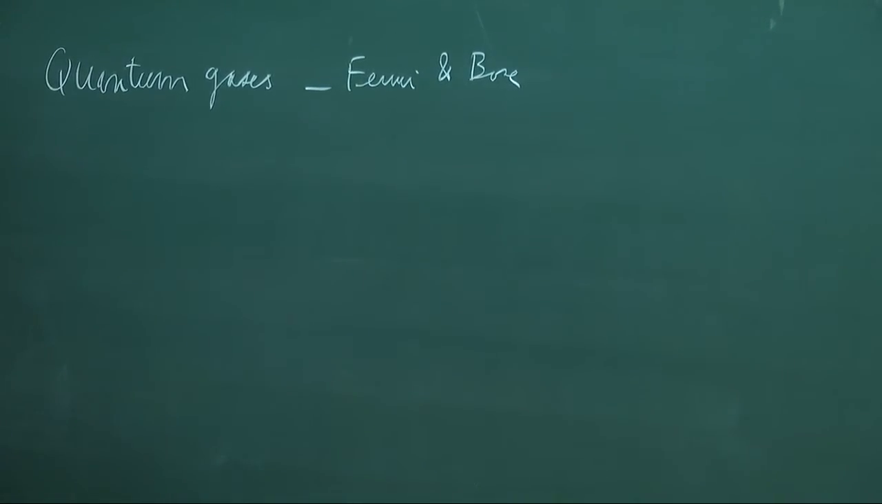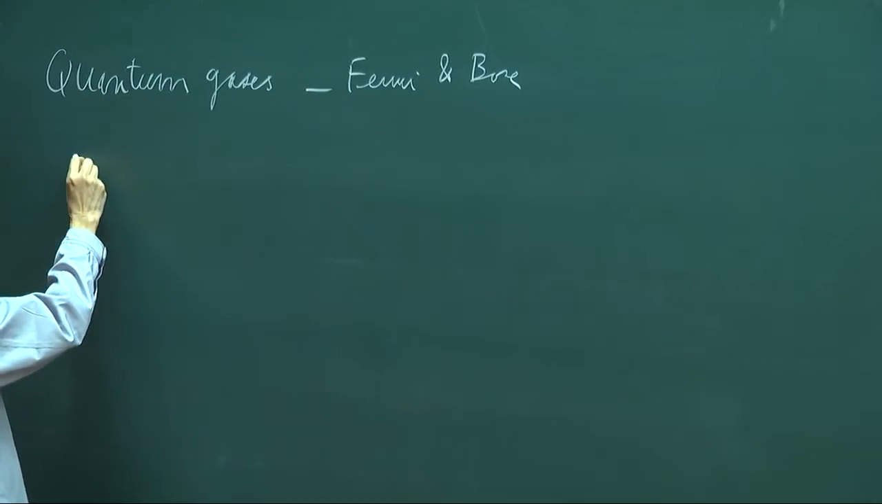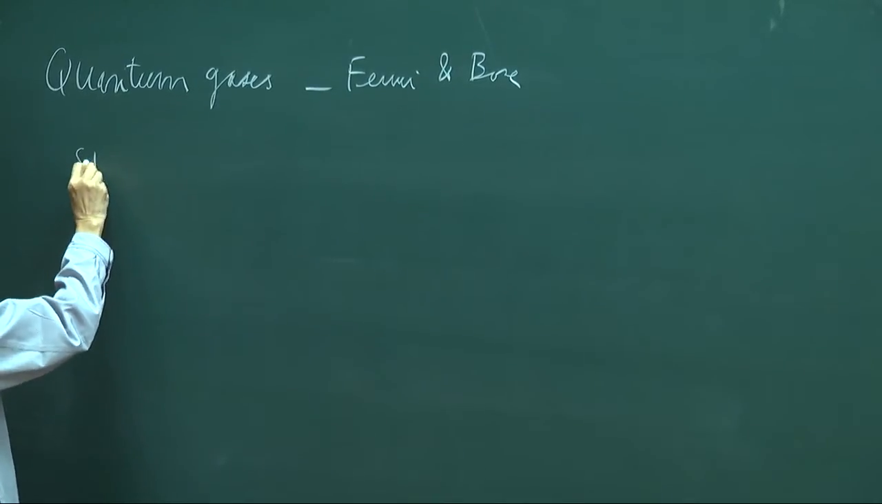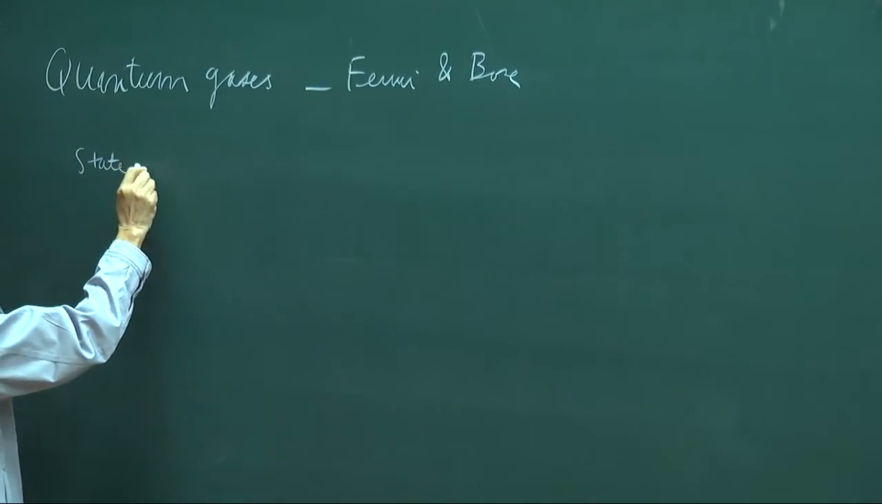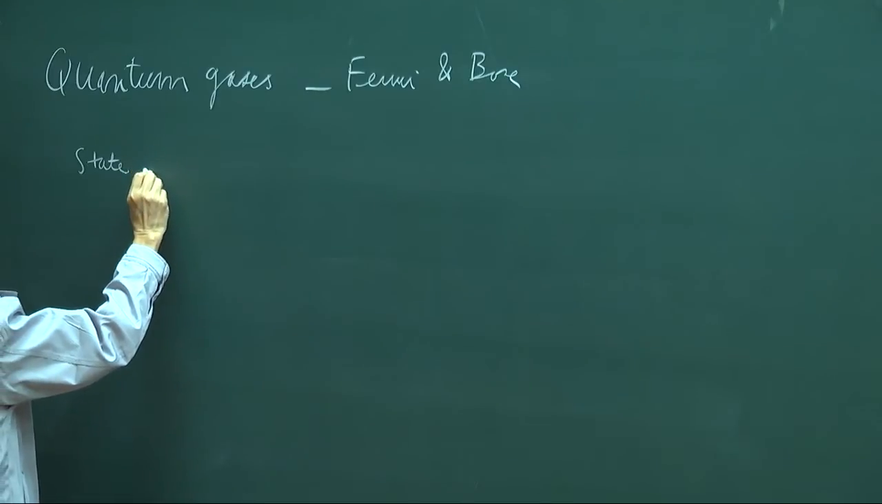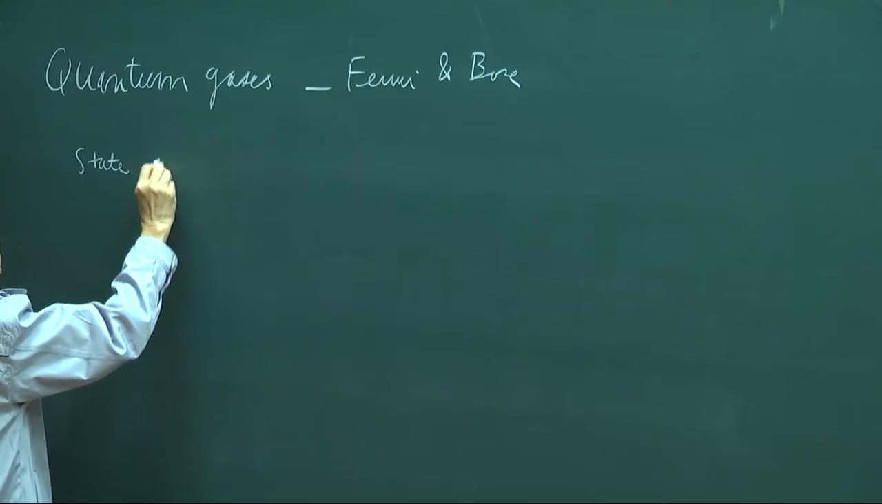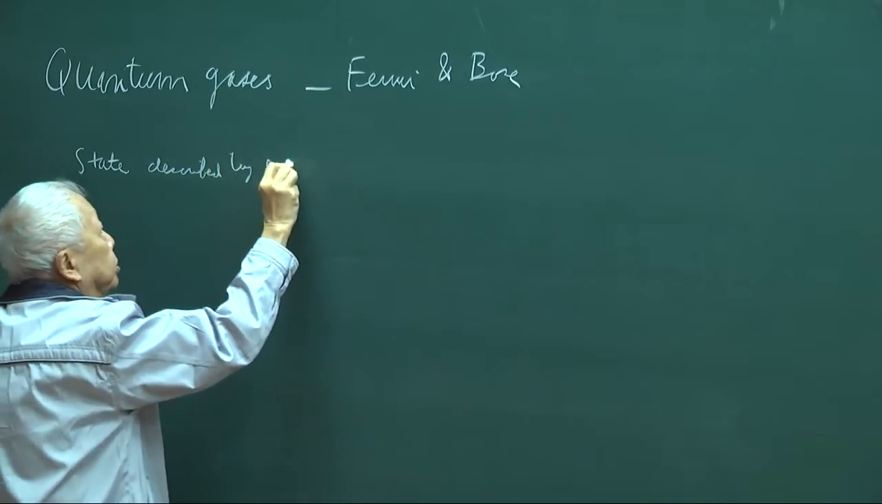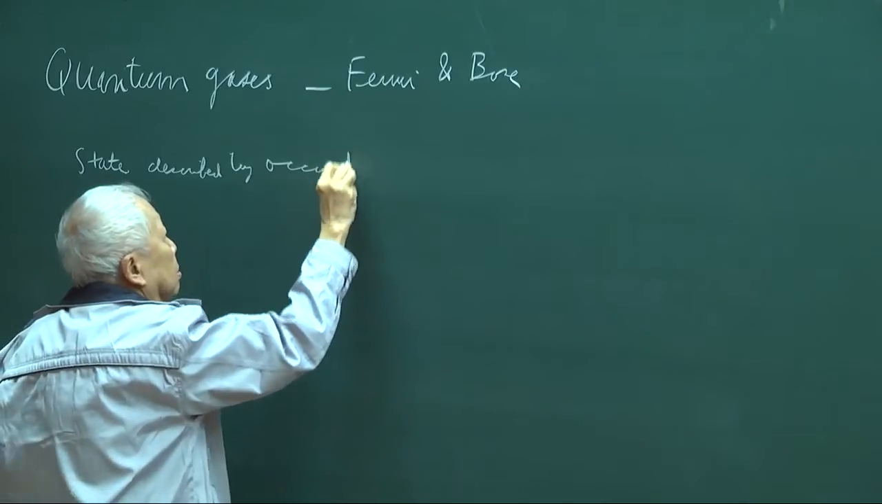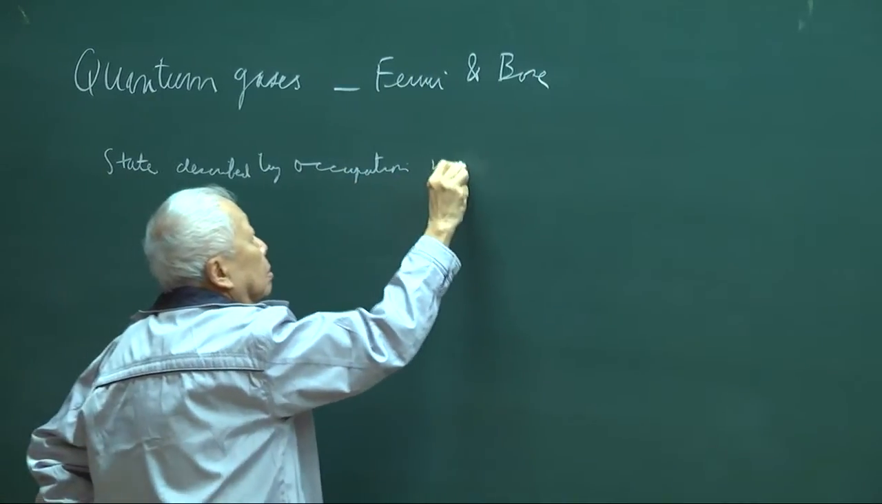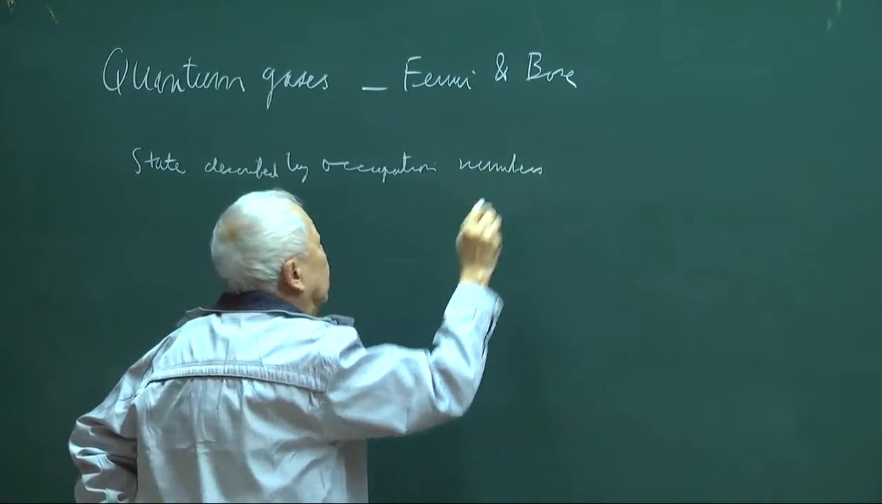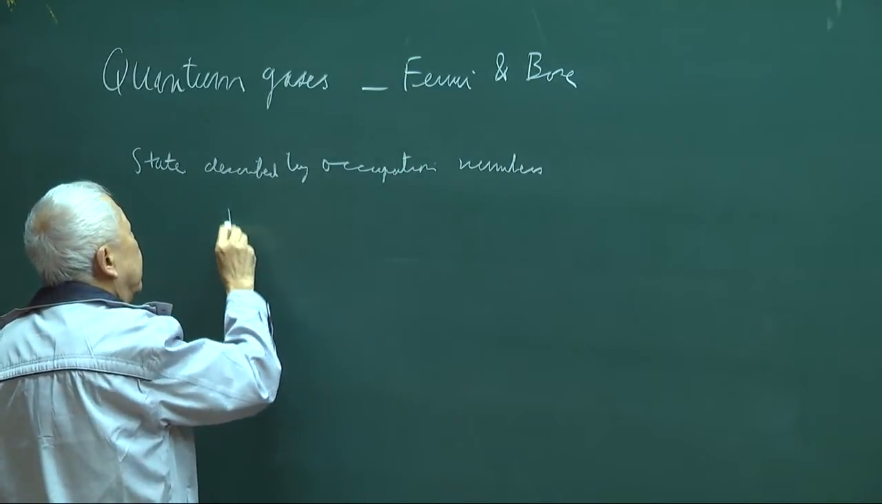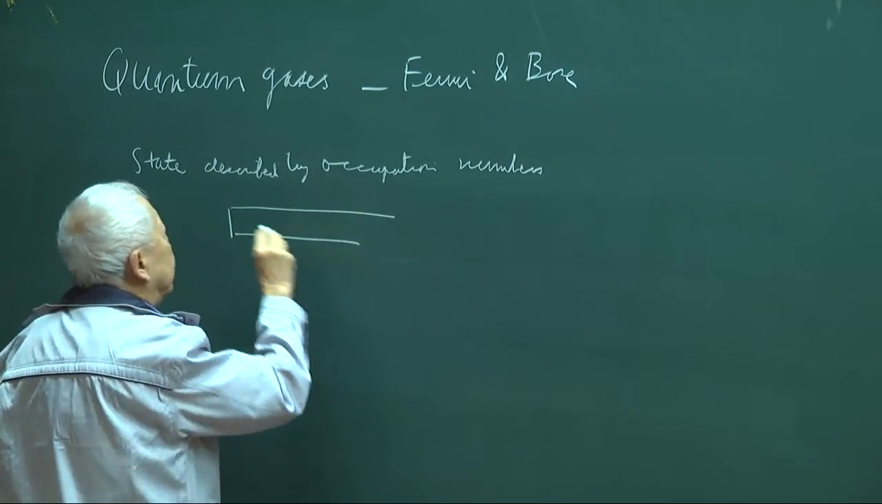And this is for these are free particles. So the state is described by occupation numbers. That is, we take the energy spectrum and cut it into cells.